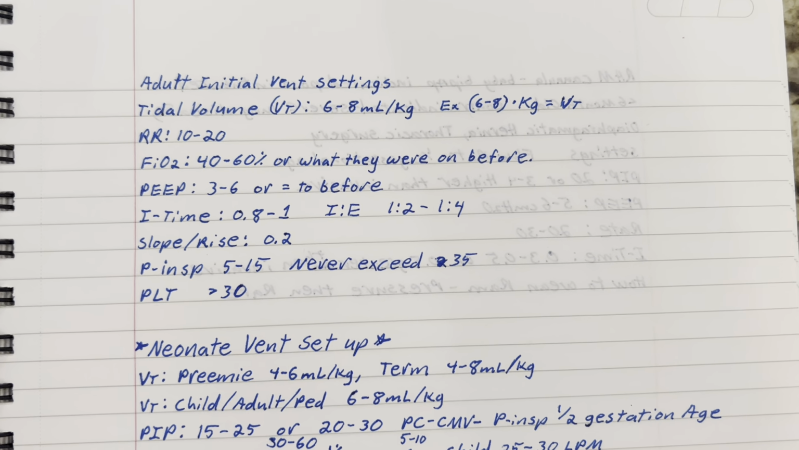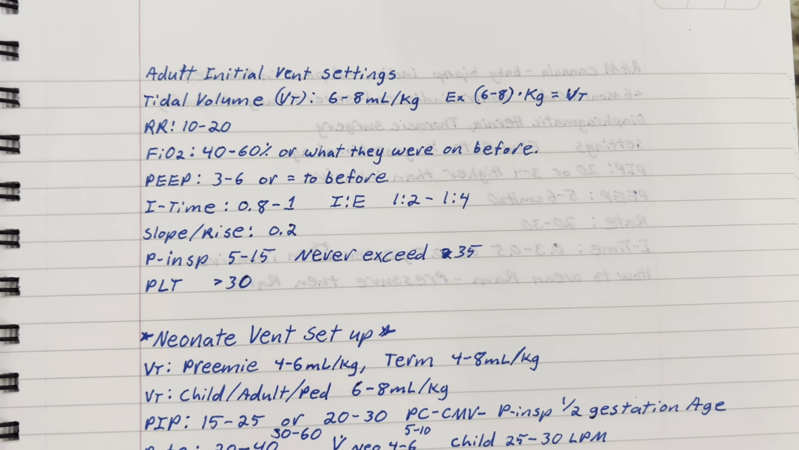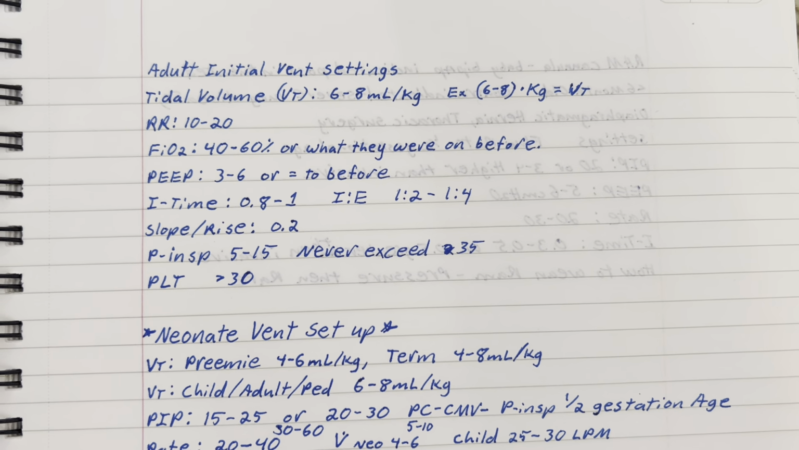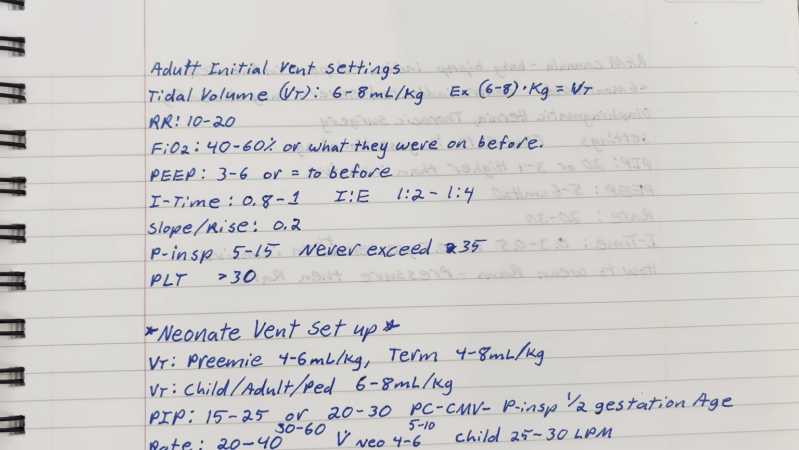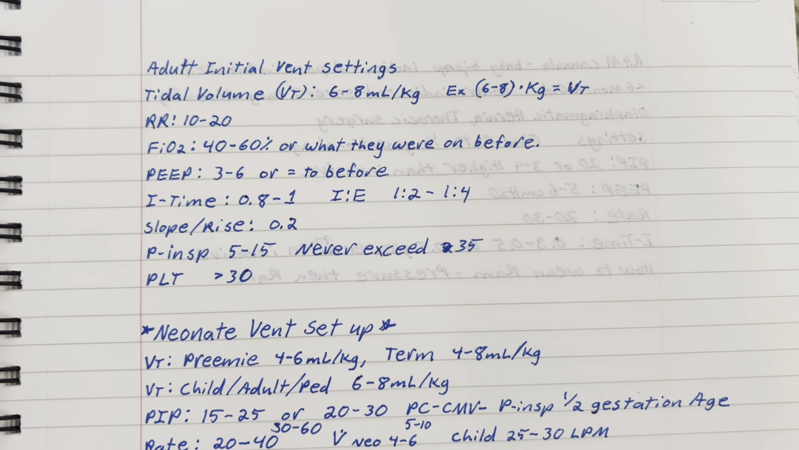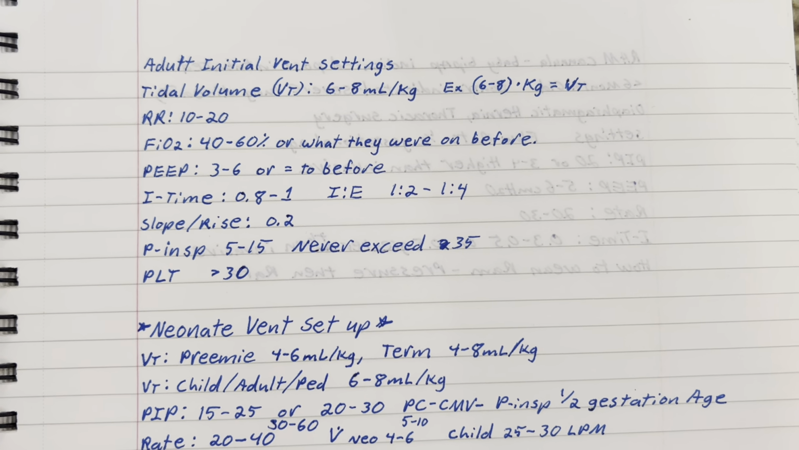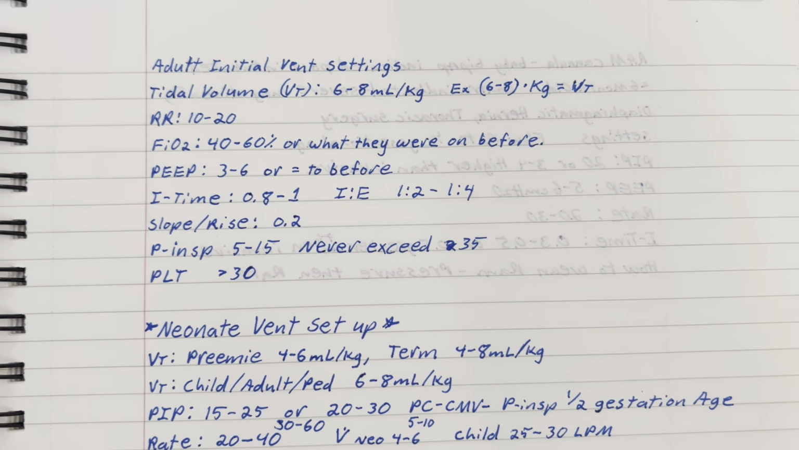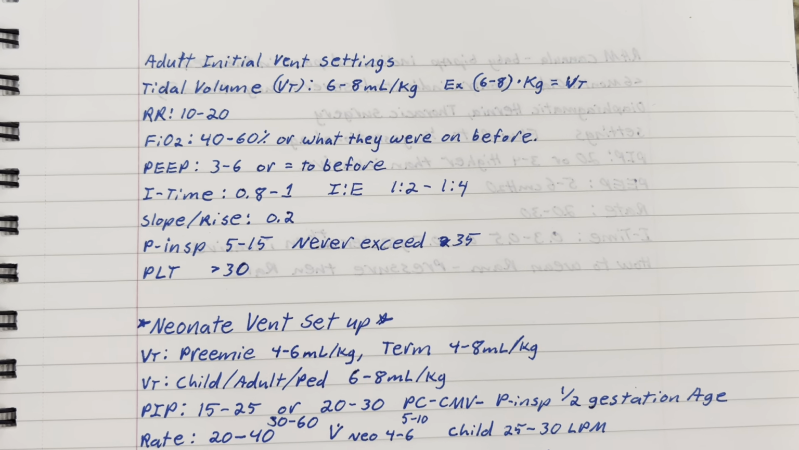Tidal volume 6 to 8 mL per kilogram. Respiratory rate 10 to 20. FiO2 40 to 60, or what they were on before. PEEP 3 to 6, or what they were on before. I time 0.8 to 1. IE should be 1 to 2, or 1 to 4.